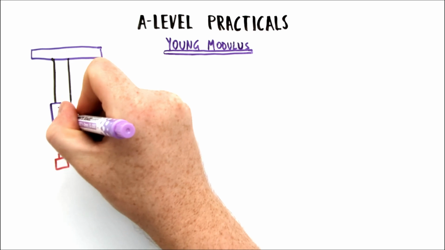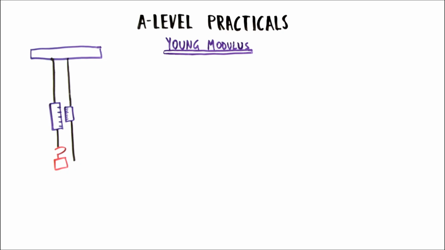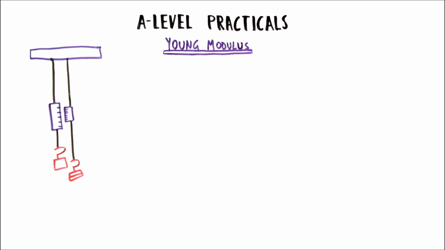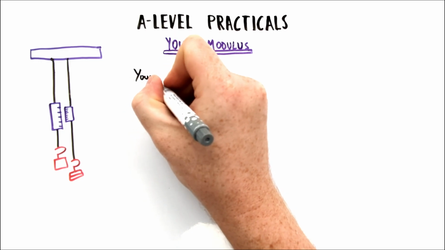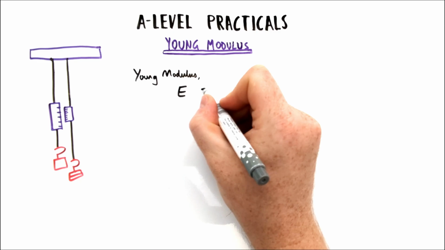In this video, we're going to run through the A-level physics required practical to calculate the Young modulus from an experimental setup. This is usually in year 1 of physics A-level and is on pretty much all exam boards. So to start, let's just recap what the Young modulus is.